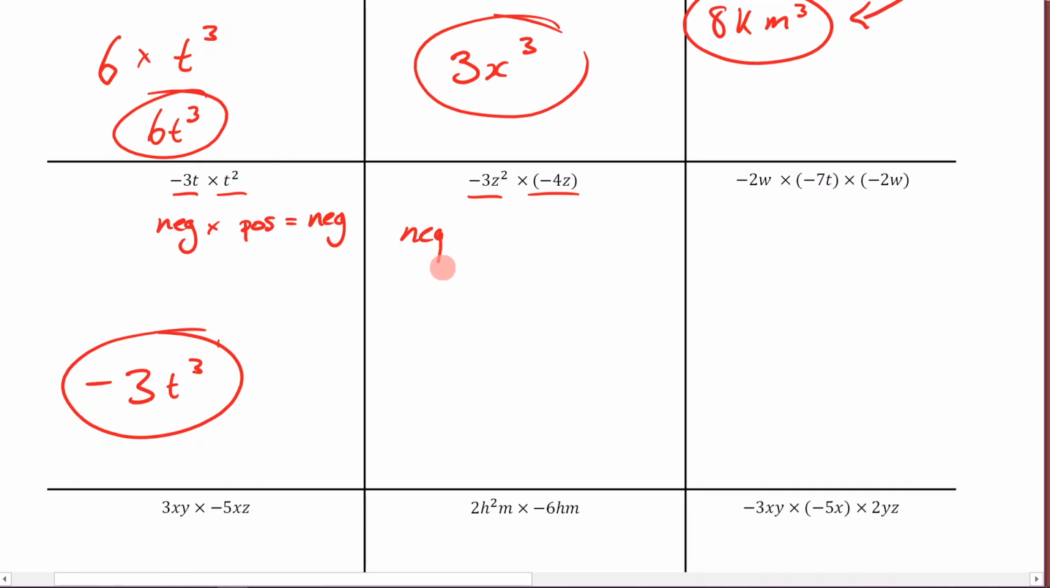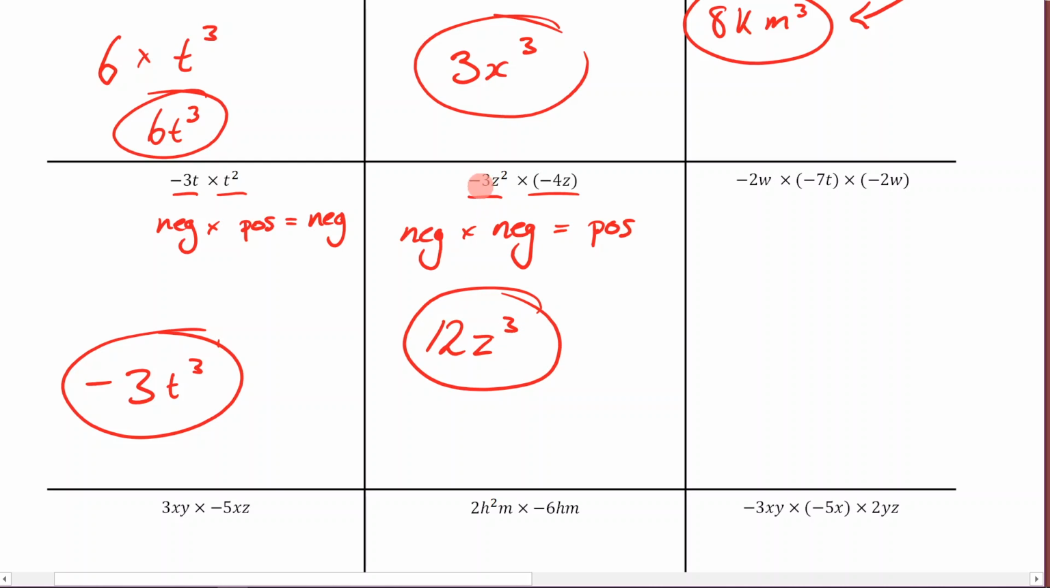Now this is important. Negative times negative is going to be positive. So I immediately know that my answer is going to be positive. And then we just answer our questions normally. So 3 times 4 is going to be 12. And then I have z squared times z, which is going to be z cubed. So here the important thing was realizing that my negatives are going to go away because there's two negatives being multiplied together.